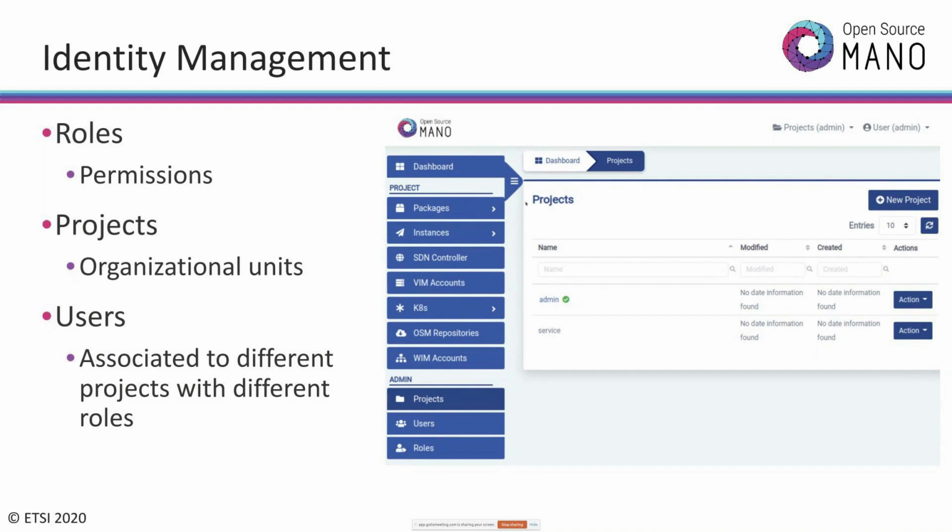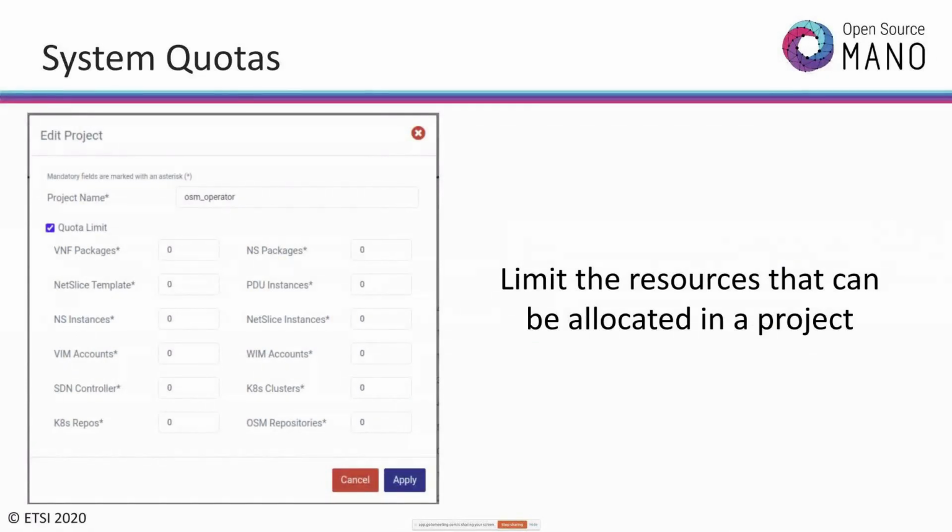Okay, so projects. Let's talk about projects now. Projects are organizational units. They provide isolation, so a user that doesn't belong to a specific project won't be able to see or do anything on that project. And finally, we have users. The user needs a project and a role in that project in order to be able to operate in OSM. So in order to obtain privileges to do something in OSM, you should have a user belonging to a project with a specific role or roles over that project.